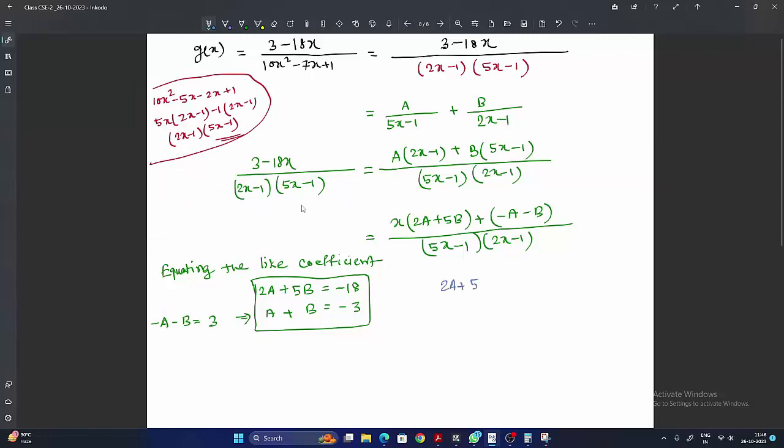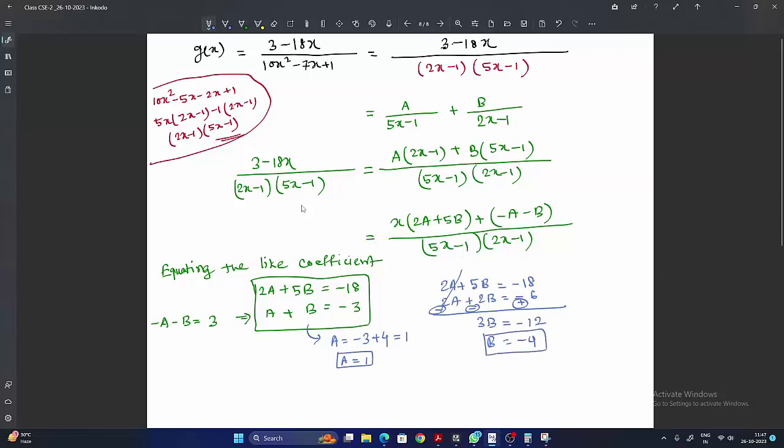So 2a plus 5b is equal to minus 18, and 2a plus 2b will be minus 6, and then just subtract, and you will get 3b is equal to minus 12. So b is equal to minus 4, and what will be the value of a? From here a will be minus 3 plus 4, that means a is equal to 1. So a is equal to 1 and b is equal to minus 4, that is the value of a and b.